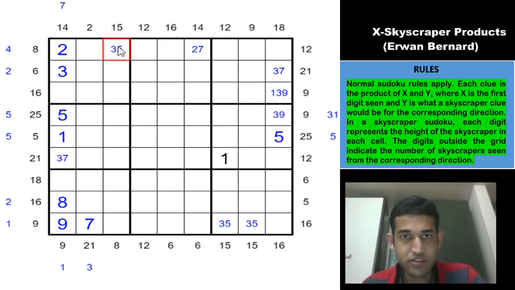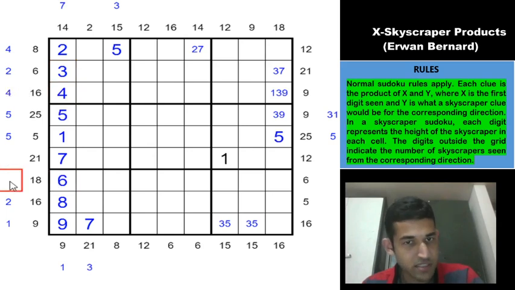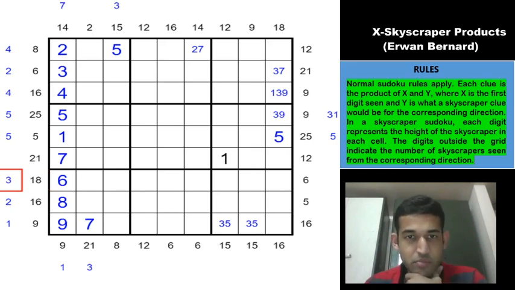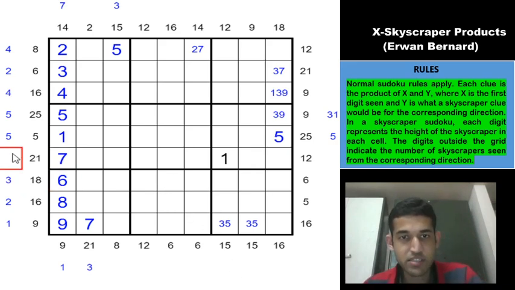This 3 here gives us a 5 here, and which means that the skyscraper clue now must be a 3 to satisfy the 15. This 3 gives us a 7 here, and remaining candidates are 4 and 6. So let us write them. But 4 is not a factor of 18, so 6 has to be here, and this would be a 4, which means that for this clue, the skyscraper clue has to be 4, and for this, the skyscraper clue has to be 3, right? So far we have been able to make some good progress, and 7 here gives the skyscraper clue as 3.